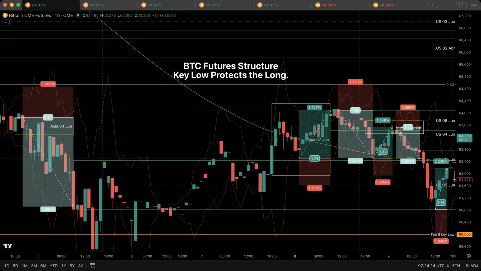Before reading June 9th U.S. session, keep the higher time frame visible. The weekly chart is still active. April 1st weekly basis box lower boundary. March 1st weekly basis box lower boundary. February 1st weekly basis box lower boundary. Weekly 0.33. Weekly 0.25. February 5th key low. The falling trend line. The rising trend line. Those levels still shape the 1-hour chart.